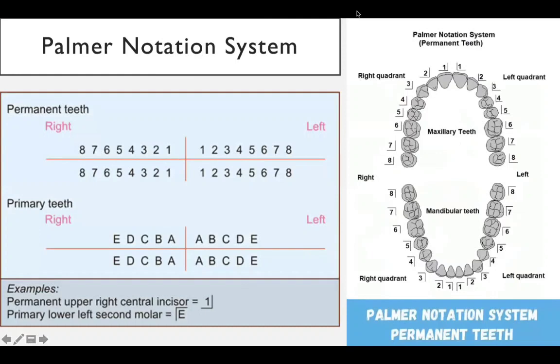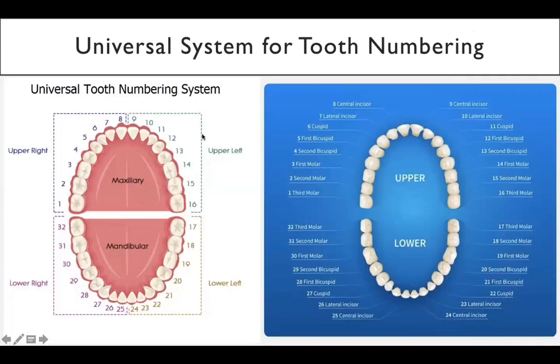Then from the midline on the right and left, quadrant 1 to 8, and also from the midline 1 to 8 on the left and lower quadrant. I hope by now you have some idea. And the universal system is easy.